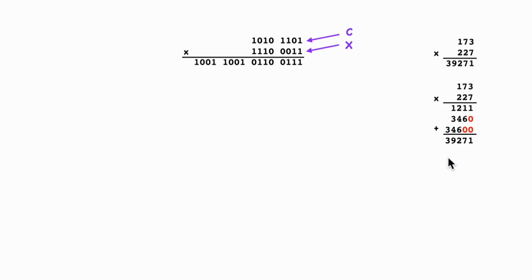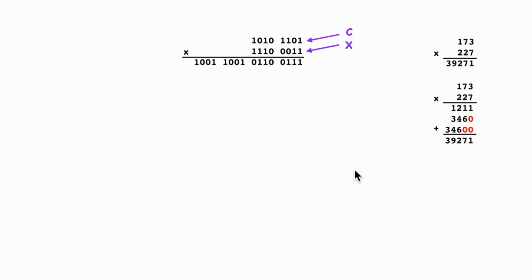Over here, I've shown an algorithm for decimal multiplication that you might have learned in school. In this algorithm, we go through the digits of X, one by one, and for each digit, we multiply it by C to give a partial product. As we go through these digits, each partial product has to be shifted over one decimal place, and then when we're all done with that, we add the partial products to give the final result.